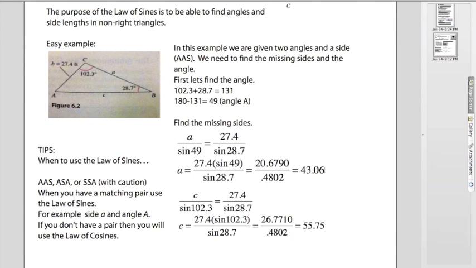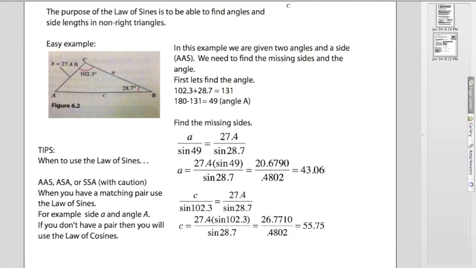Okay, but bottom line, if I have a matching pair, in other words, in this problem we had side length B and angle B, if I have a matching pair, automatically I can use the law of sines. If I don't, then I'm going to be using the law of cosines.